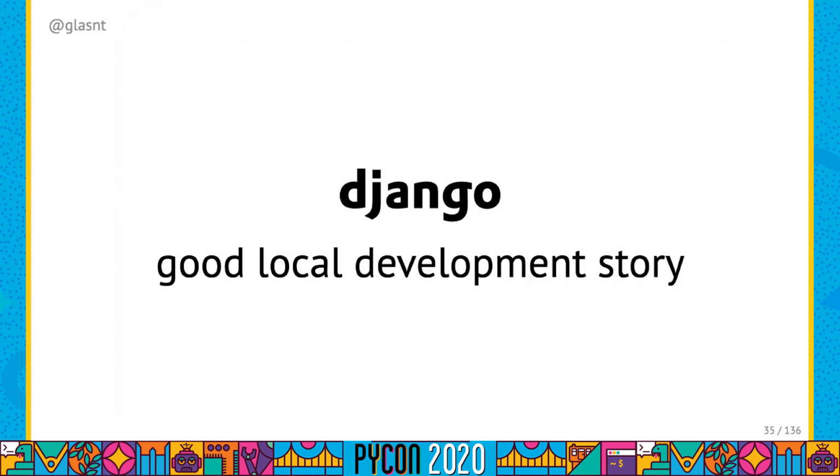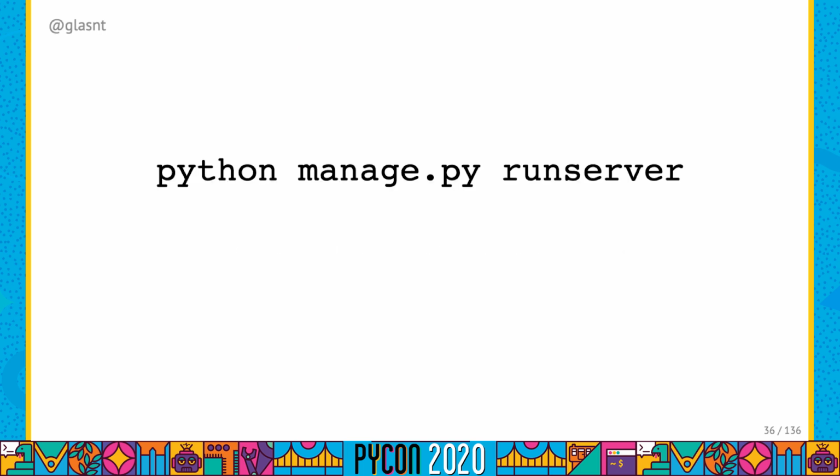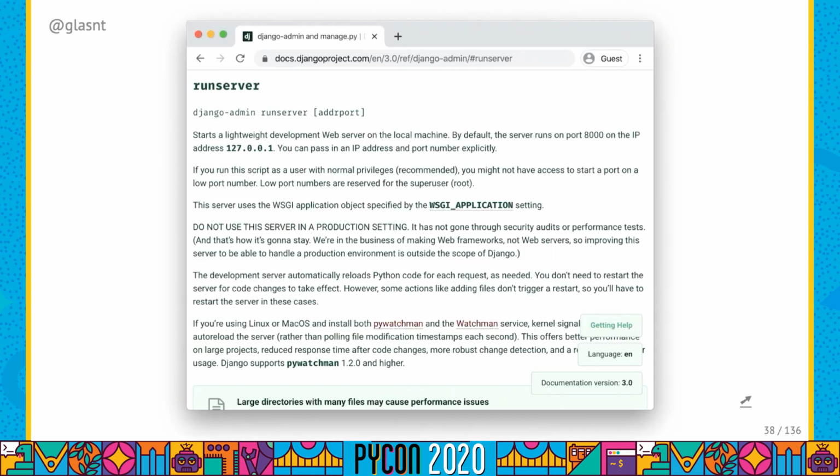It is really simple for us to get our application working locally, and that's down to Django's local development story. python manage.py runserver does everything we need to get Django running locally. It serves as a local web server primarily, which is extraordinarily useful for local development. The documentation describes what runserver does as starting a lightweight development web server on the local machine. Sure, but a couple of paragraphs down, in big capital letters: do not use this server in a production setting.